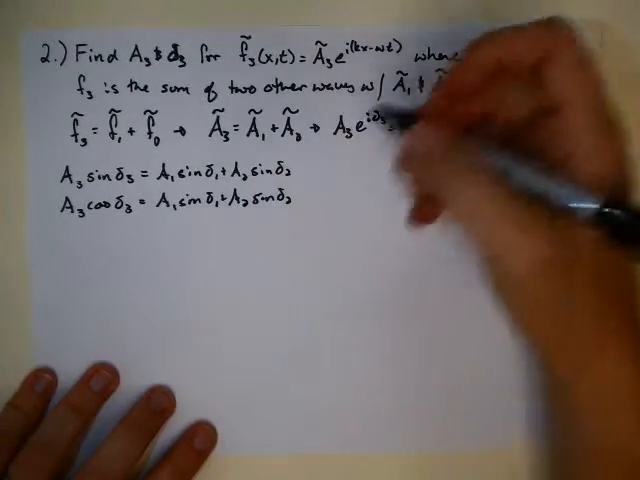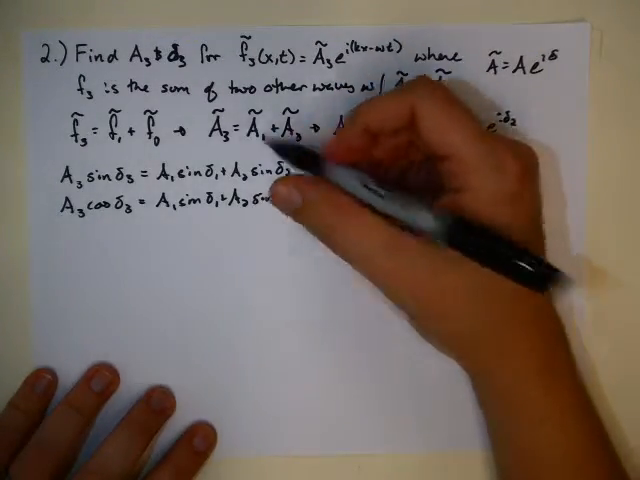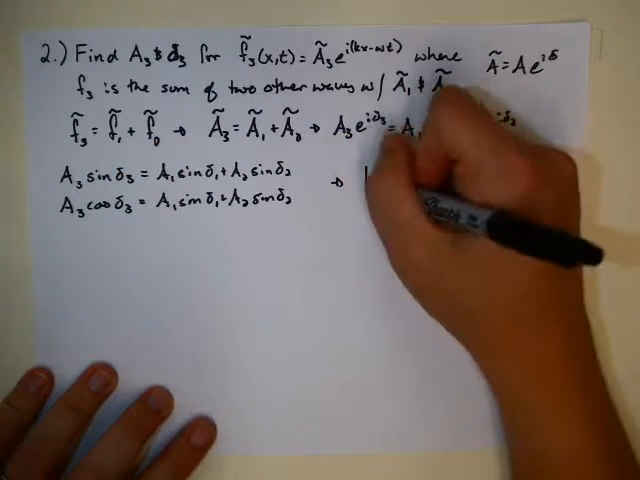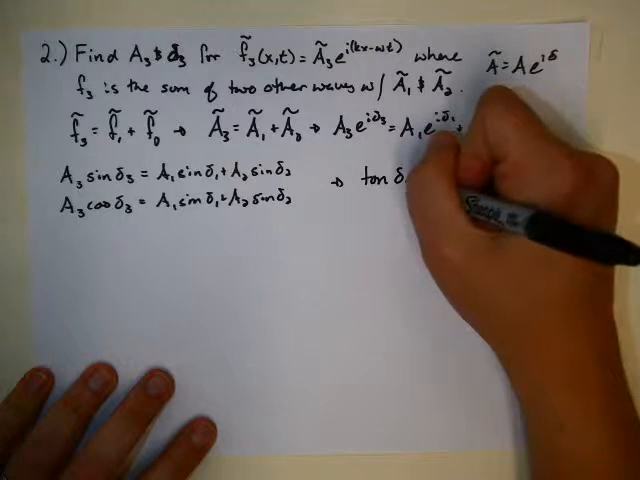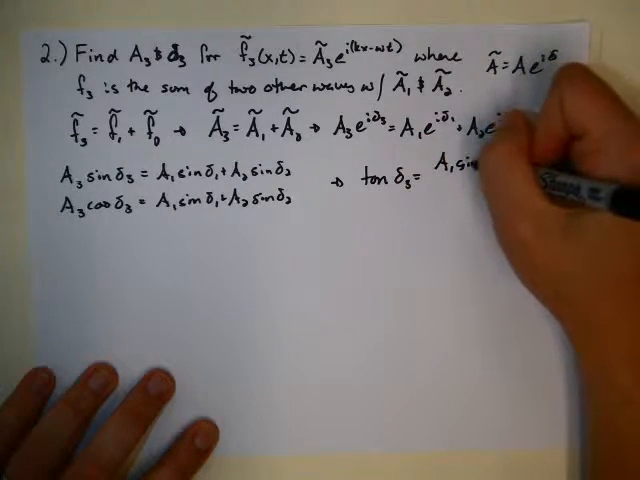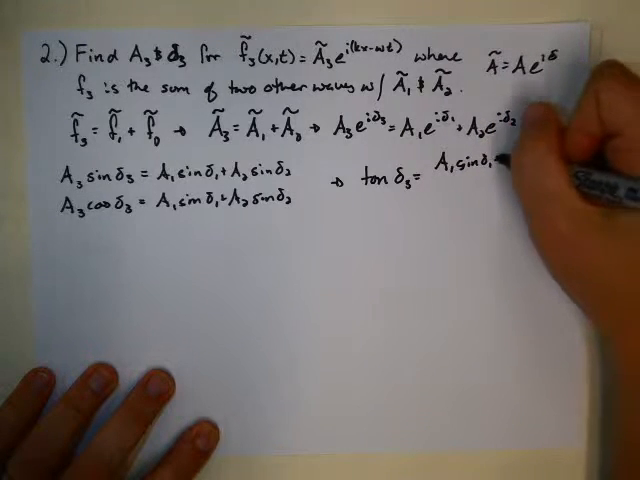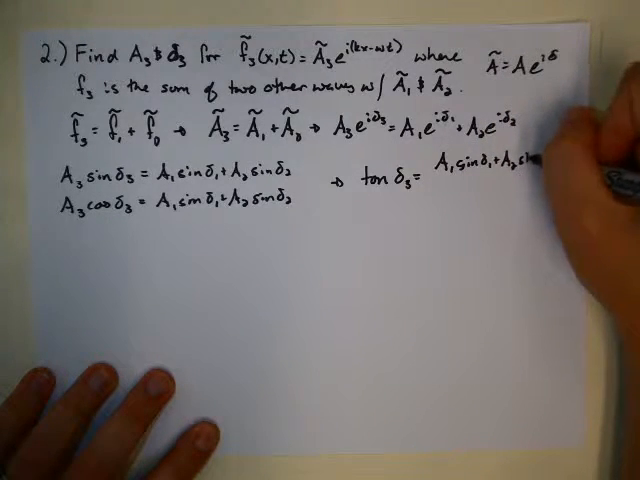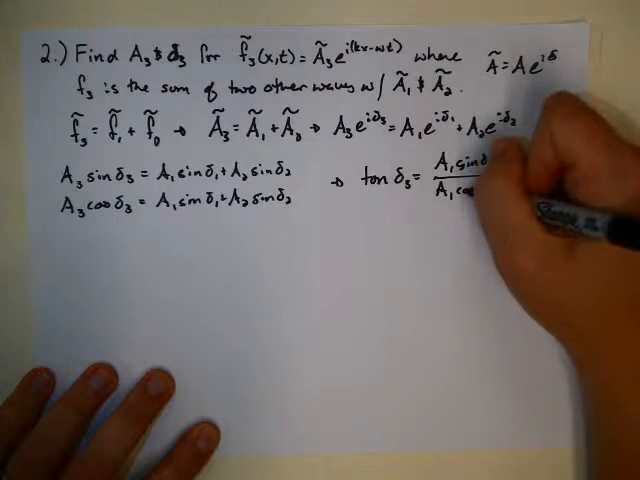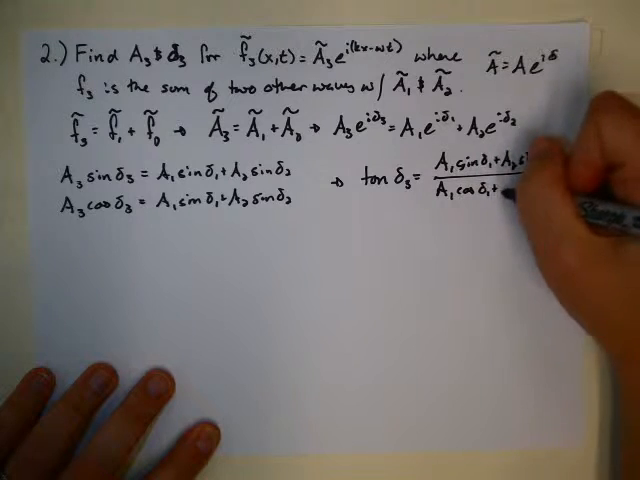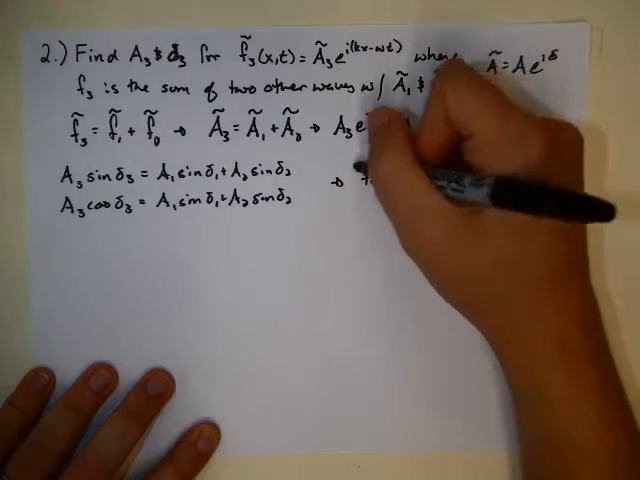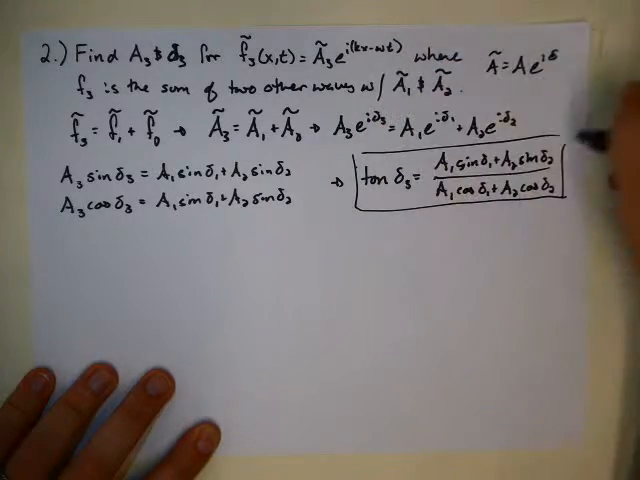In order to solve for delta 3, I'm just going to take the ratio of these two. That's going to get rid of the A3, and that's going to give me that the tangent of delta 3 is equal to this ratio: A1 sine delta 1 plus A2 sine delta 2, divided by A1 cosine delta 1 plus A2 cosine delta 2. So that's the first part.